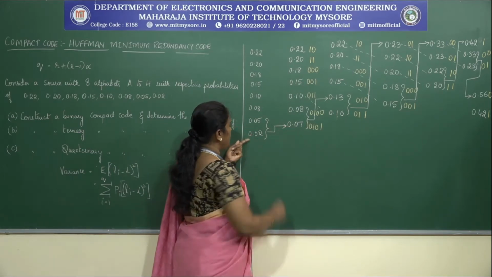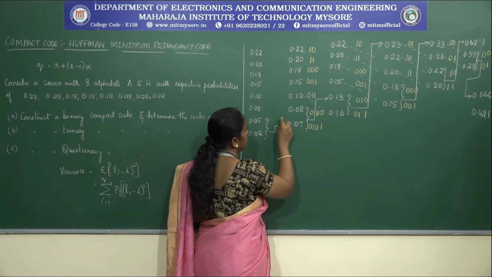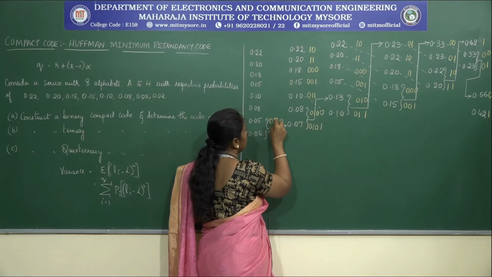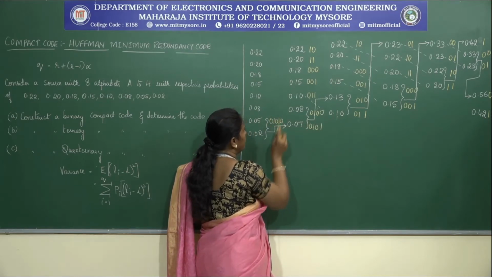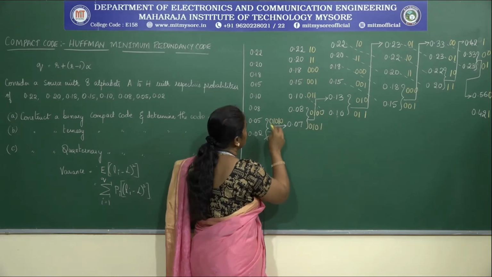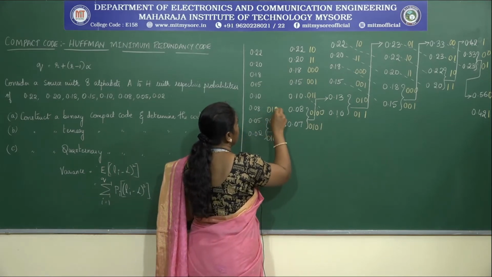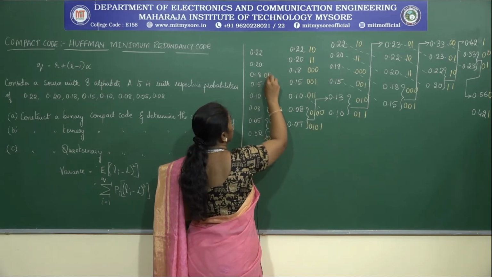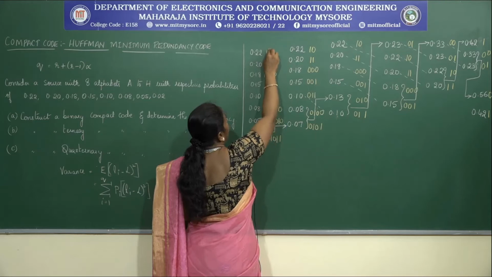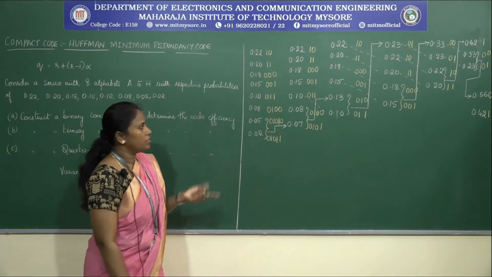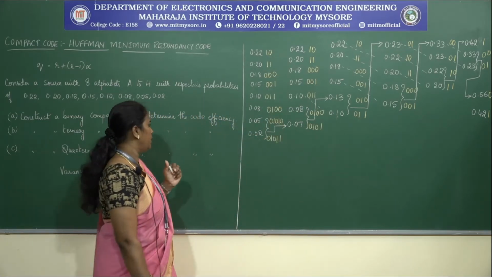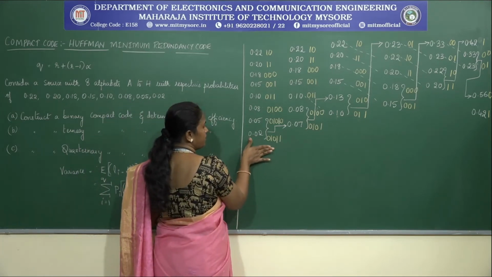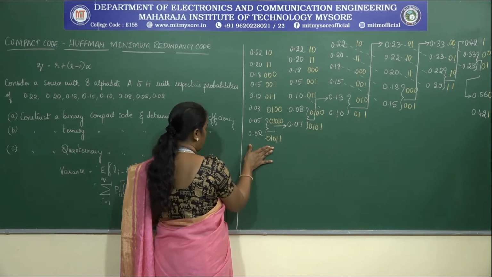Then we have 0.07 and 0.02. So it is 0, 1. So the 0.07 value is 0, 1, 0, 1, 1, 0, 1. So this is 0, 1, 00. So this is 0, 1, 1, 0, 0, 1, 0, 0, 1, 1 and 1, 0. This is how we are going to frame the Huffman coding, where you need to check for the last code word we have got.